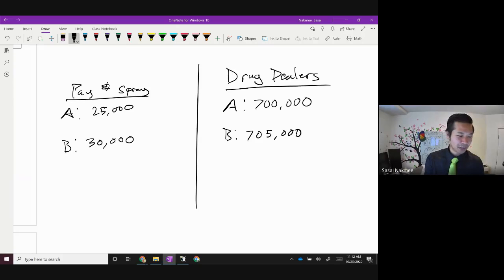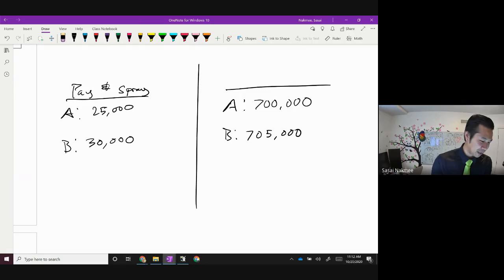And of course, I shouldn't have picked drug dealers because drug dealers will kill people over 5,000, I'm pretty sure. But I feel like, no, you know what? Let's not go with drug dealers. That's just going to come off weird. I can't think of anything else that makes a lot of money.